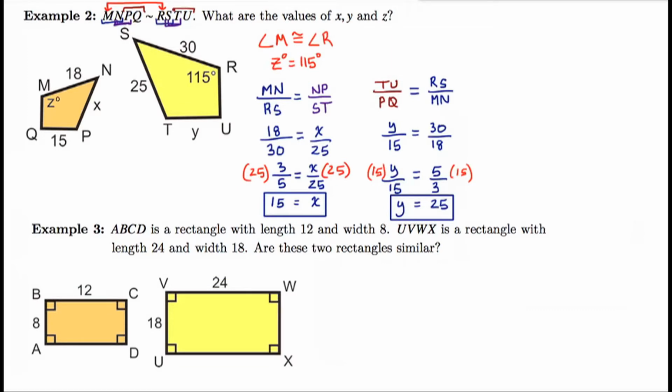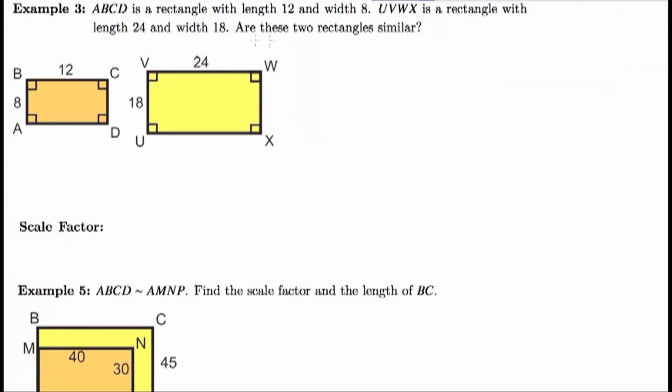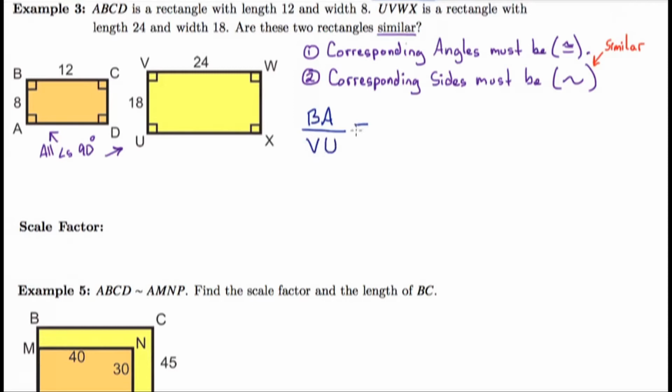Example 3, ABCD is a rectangle with length 12 and width 8. UVWX is a rectangle with length 24 and width 18. Are these two rectangles similar? Well, let's take a look at how we solve this. 1, the corresponding angles must be congruent, and in this case they are. They're all 90 degrees. 2, the corresponding sides must be proportional. So that must mean that the proportions must be the same.